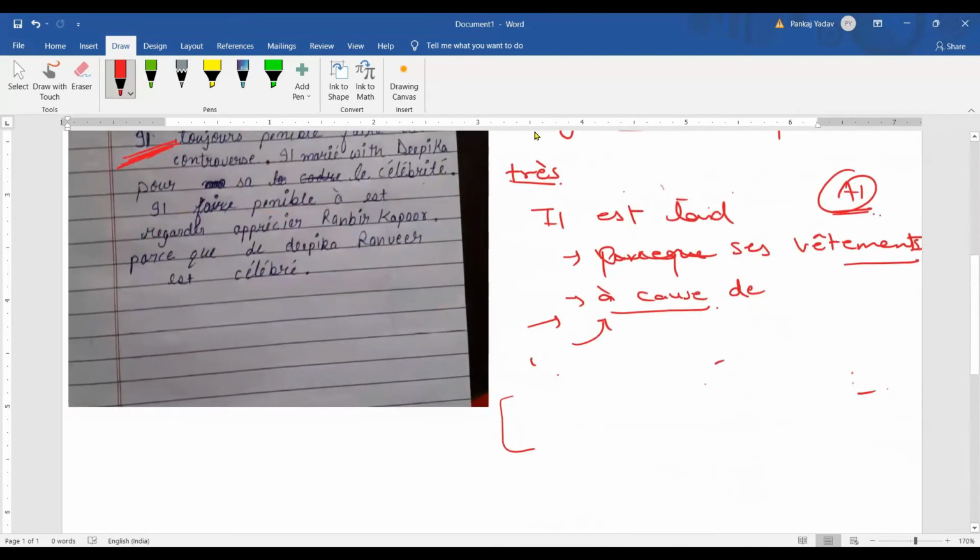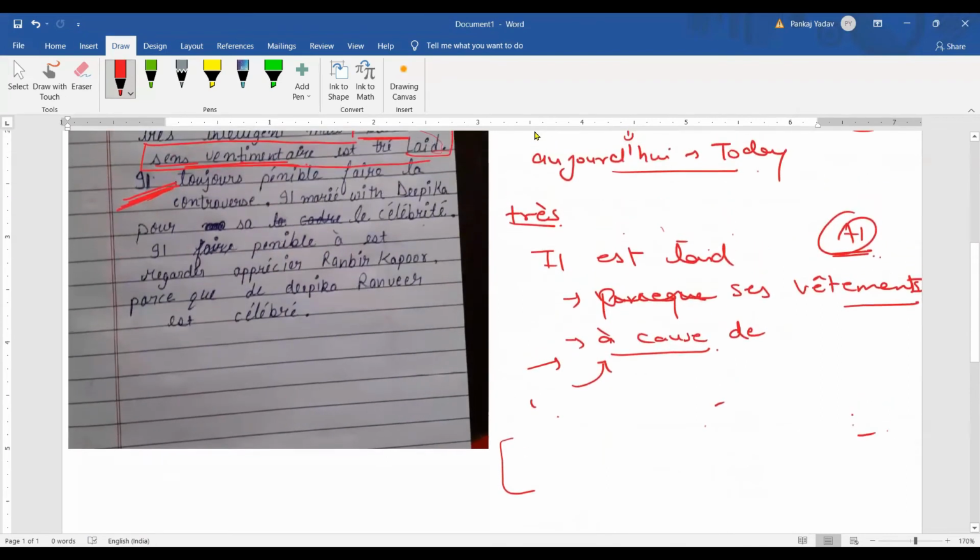Il est toujours pénible. Faire la controverse. See, she wants to write that he's always pain. What? It's always painful that he's in controversy or something like that. But again, don't write such kind of things. All right. Il marie with Deepika Padukone pour sa le célébrité. So no, it should not be pour, it should be parce que.